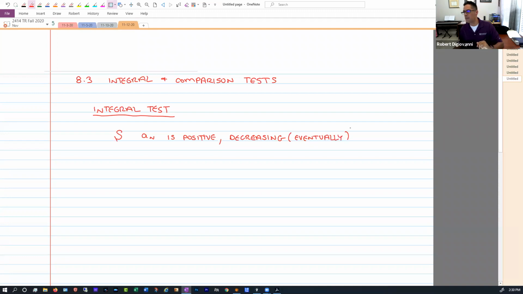I'll explain that later. So suppose that you have A sub n. What is A sub n? That's a sequence. So suppose you have a sequence that's positive. That means every number in the list is positive. And it's a decreasing sequence, which means they're positive numbers, but they're getting smaller and smaller. They're going down as you move from left to right. So suppose that we have that.